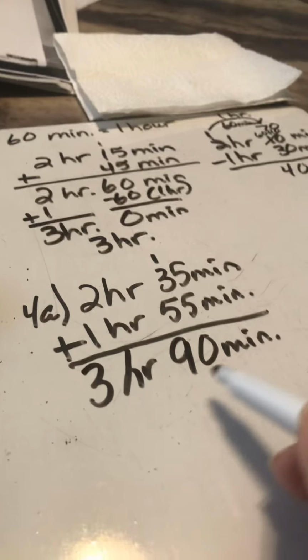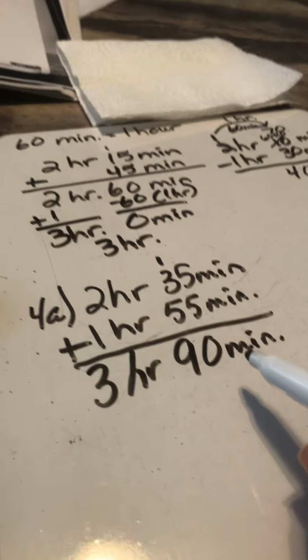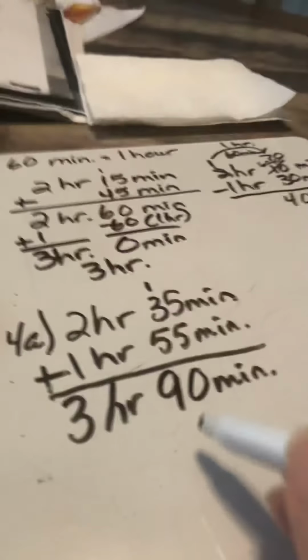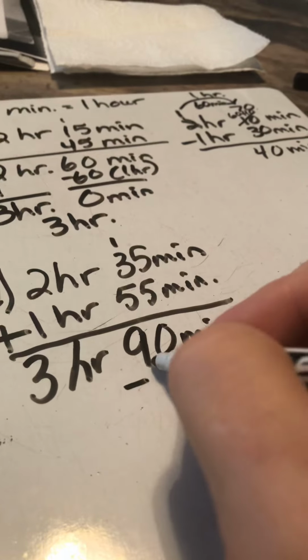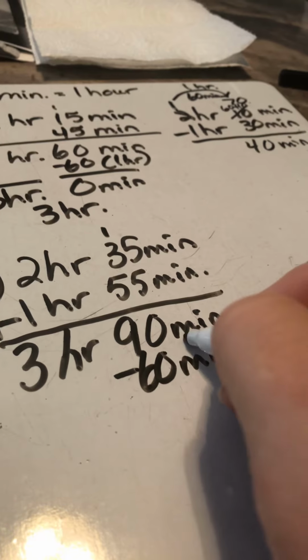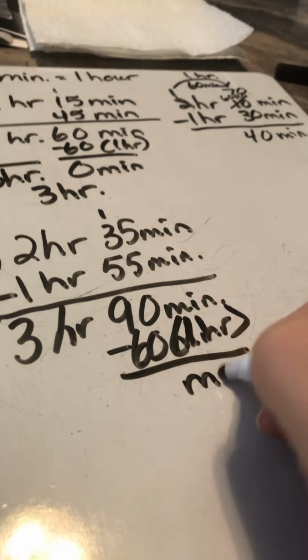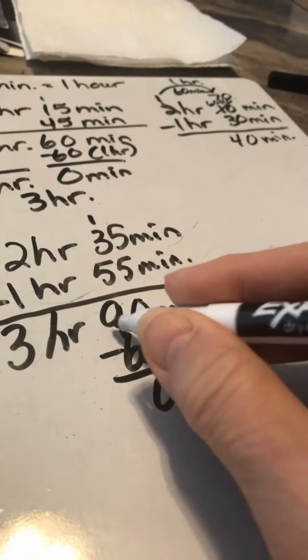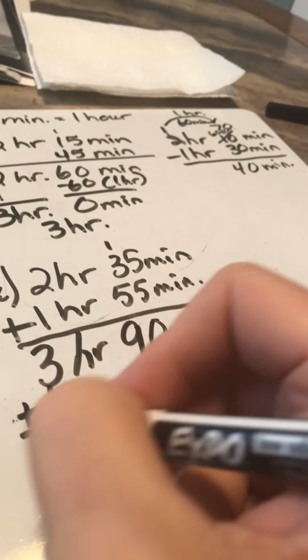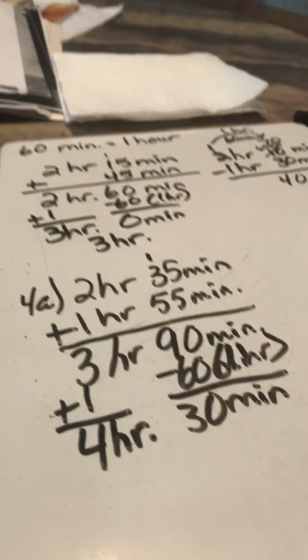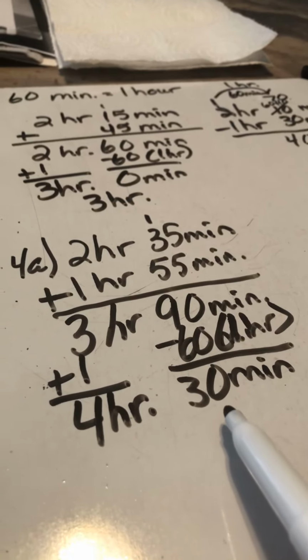So I end up with 3 hours and 90 minutes, which is an okay answer, but it's not simplified, and we know that there are 60 minutes in an hour. Well, I know 90 is greater than 60, so I can subtract my 60 minutes. Oops. And that's the same as an hour. So if I do that, 0 minus 0, 9 minus 6, I get 30 minutes. But I have an extra hour here, so I'm going to add it over here. So for David to do both vehicles, it took him 4 hours and 30 minutes.